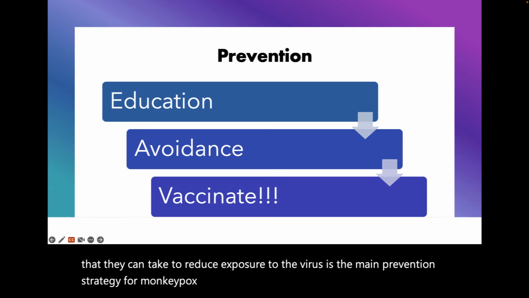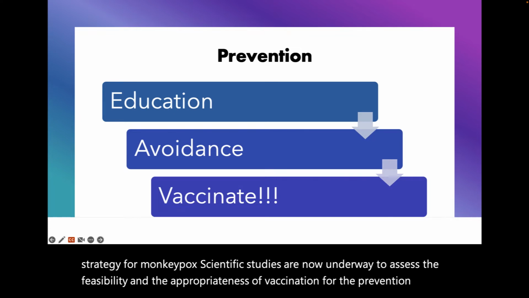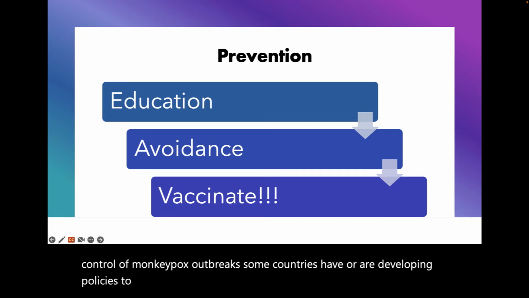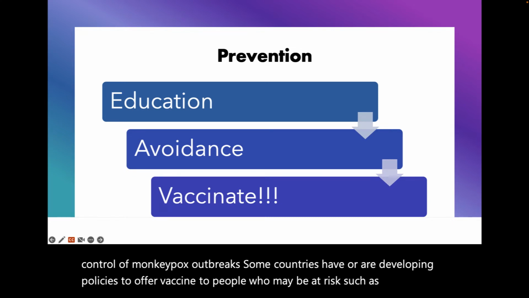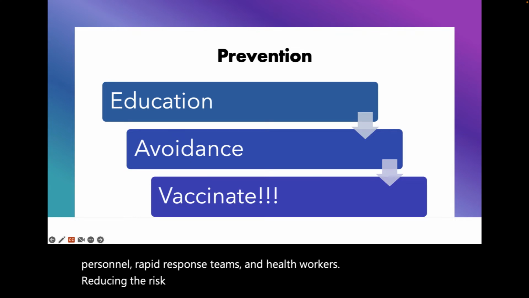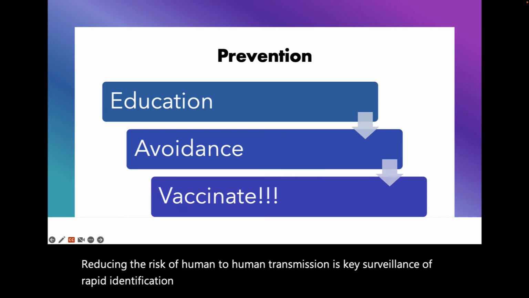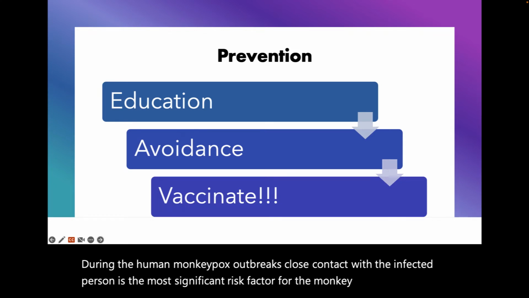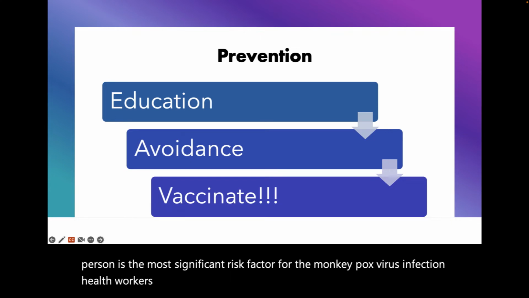Scientific studies are now underway to assess the feasibility and the appropriateness of vaccination for the prevention and control of monkeypox outbreaks. Some countries have or are developing policies to offer vaccine to people who may be at risk, such as laboratory personnel, rapid response teams, and health workers. Reducing the risk of human-to-human transmission is key. Surveillance and rapid identification of new cases is critical for outbreak containment. During human monkeypox outbreaks, close contact with the infected person is the most significant risk factor for monkeypox virus infection. Health workers and household members are at greater risk of infection.